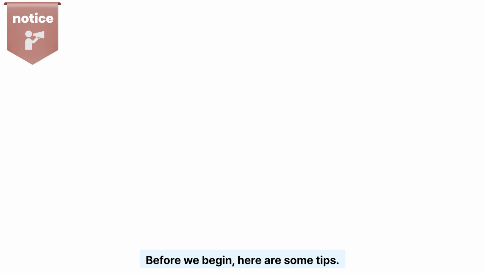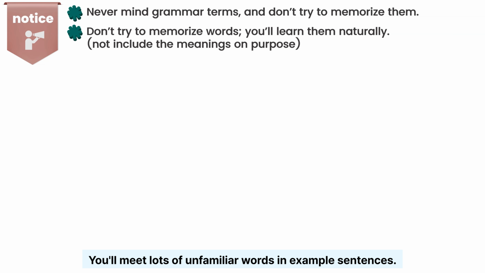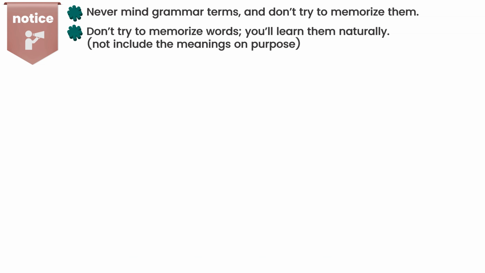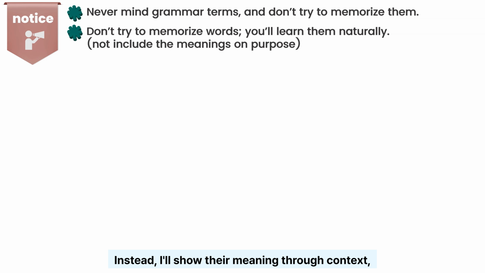Before we begin, here are some tips. This lesson is different from most you've seen, and as it's the first of the Practical Grammar series, I'll explain the best study methods in detail. Don't obsess over grammar terms. You'll meet lots of unfamiliar words in example sentences. I've left out most definitions on purpose and usually won't explain them. Instead, I'll show their meaning through context, so don't memorize separately. It's actually a waste of time, as you already know.